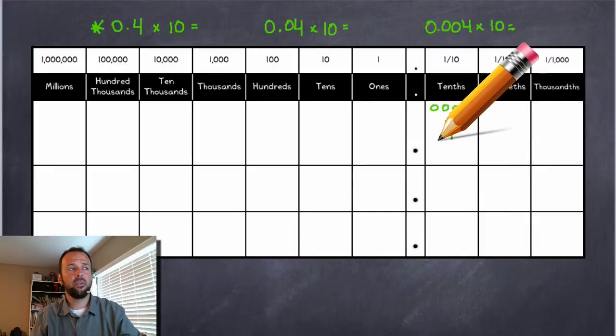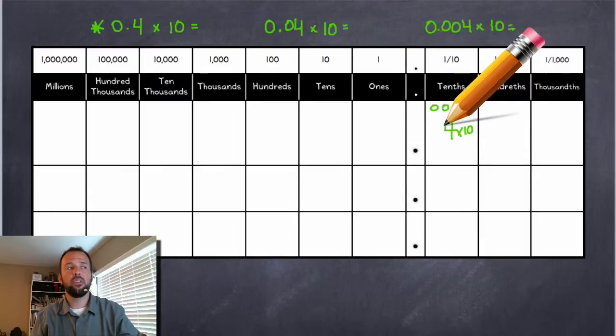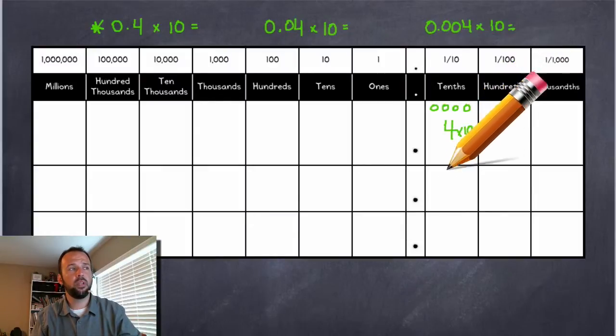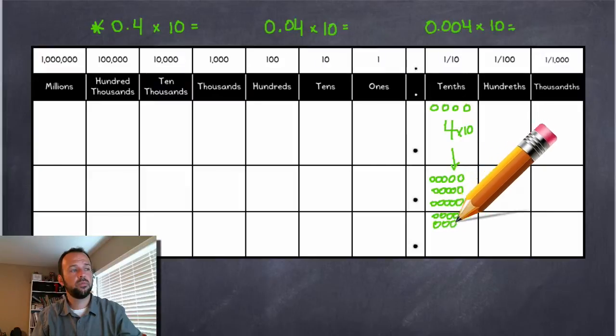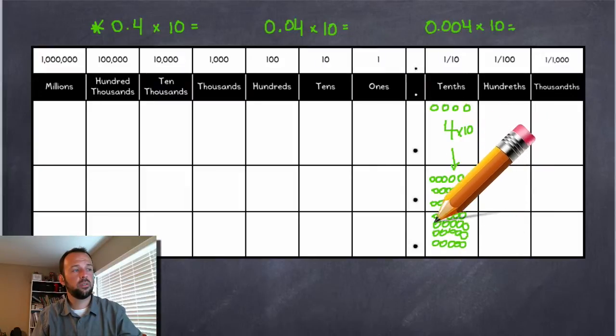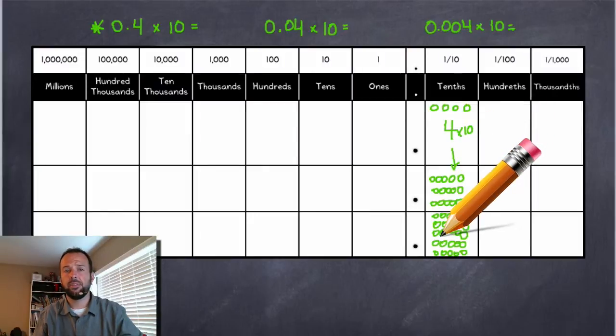So if we took those 4/10ths that I have and we multiplied them by 10, you could think of it this way. 4 times 10 would give me 40. So I'm going to rewrite it down here. 4 times 10 would give me 40. 1, 2, 3, 4, 5. And 40. So I have 40 tenths now, right?